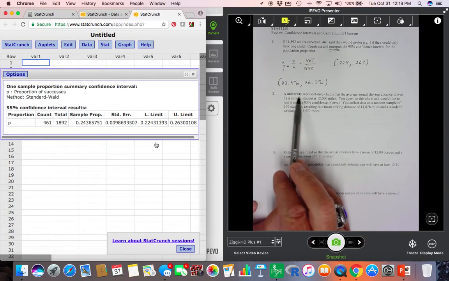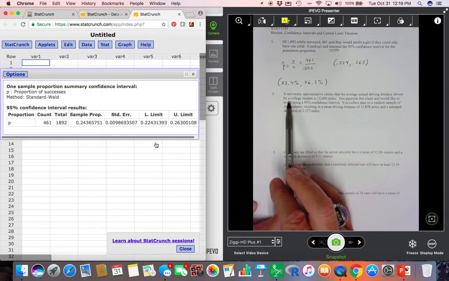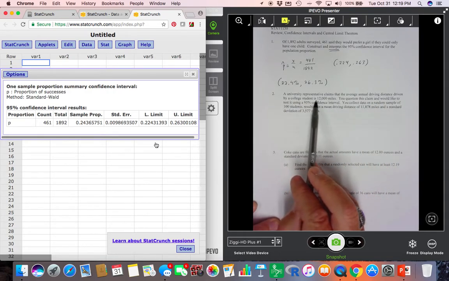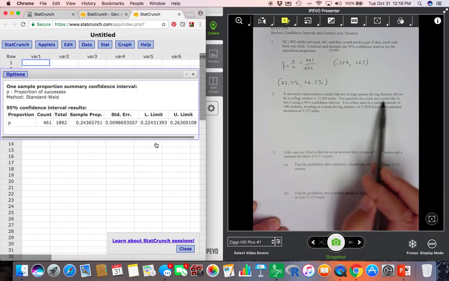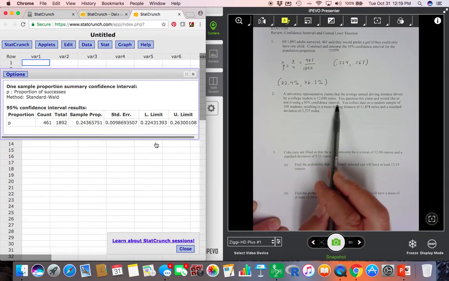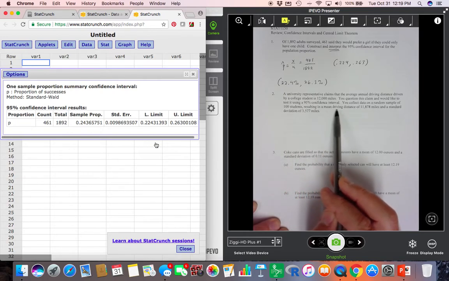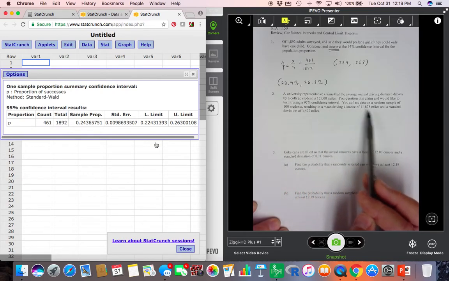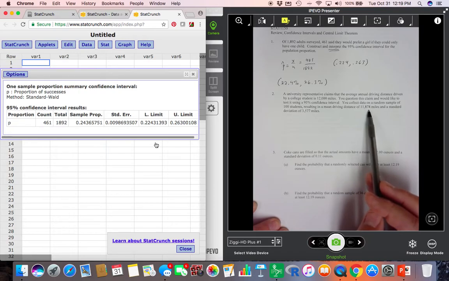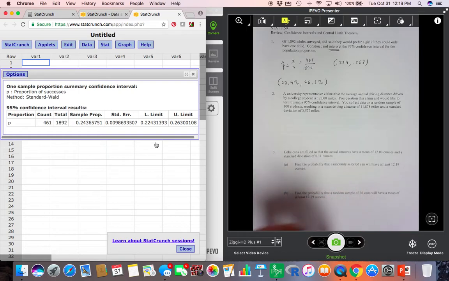Problem number 2, a university representative claims that the average annual driving distance for college students is 12,000 miles. You question this claim and would like to test it using a 95% confidence interval. You collect data on a random sample of 100 students. For these 100 students, they drive 11,878 miles and a standard deviation of 3577. So guys, what you've got here is you have a T interval.